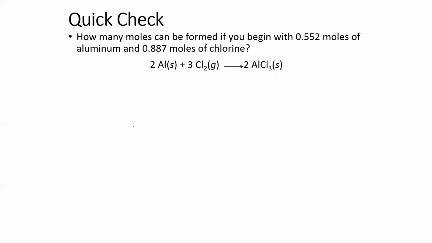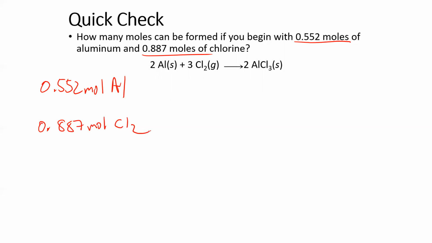So here's an example. How many moles of aluminum chloride can be formed if you begin with 0.552 moles of aluminum? And so right away, they're giving you not 1 reactant, but 2. So you might as well just start this at the bottom, 0.887 moles of chlorine.